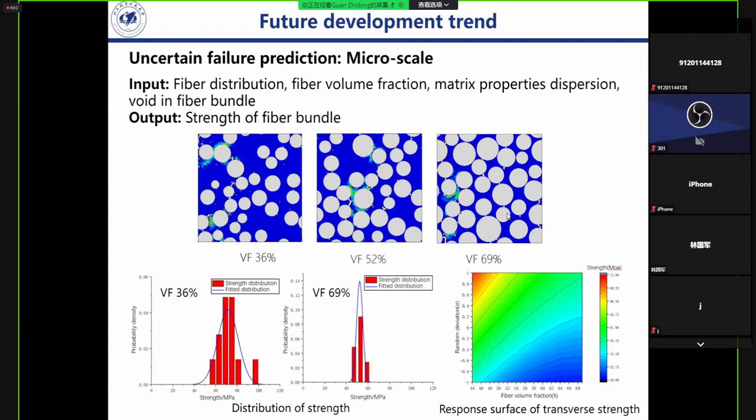The random fiber arrangement model is established, and the strength of the fiber bundle can be obtained by considering the failure of fiber, matrix, and interface under specific load. The distribution of fiber bundle property is obtained through a large number of simulations. The bottom left two figures give the property distribution for different fiber volume fractions.